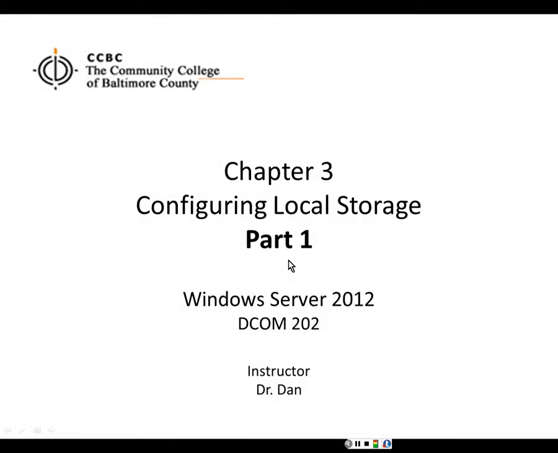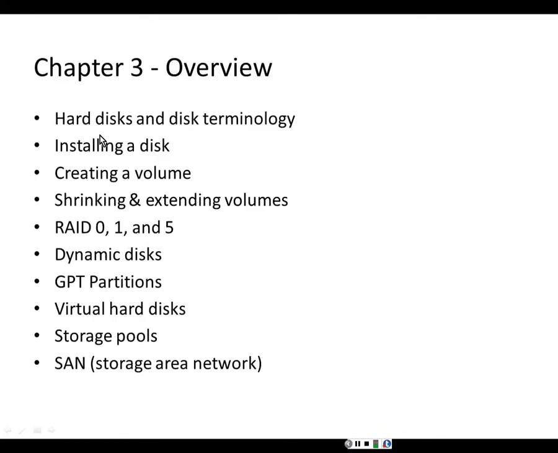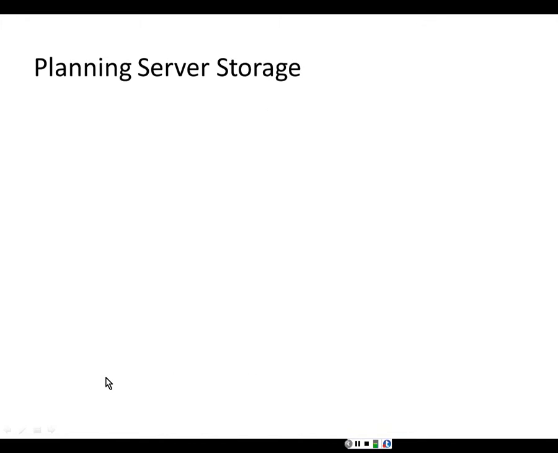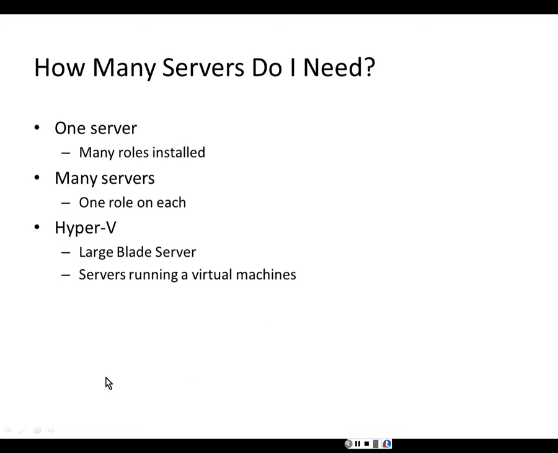Let's get started on Chapter 3, Configuring Local Storage. In this chapter, we will look at hard disks and disk terminology, installing a disk, creating a volume, and shrinking and extending volumes. We will look at RAID 0, 1, and 5, dynamic disks, GPT partitions, virtual hard disks, storage pools, and storage area networks.